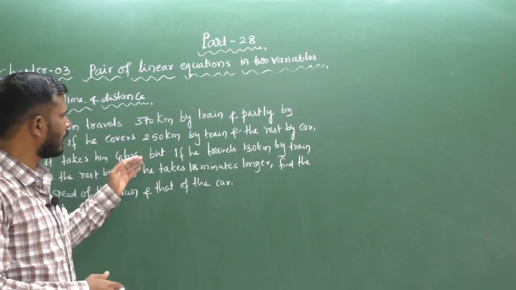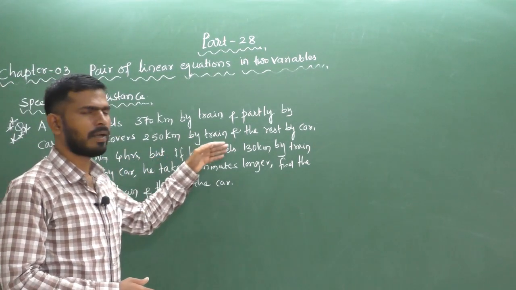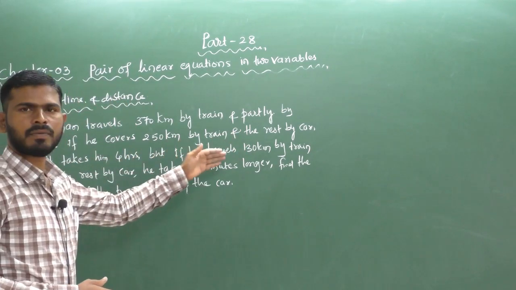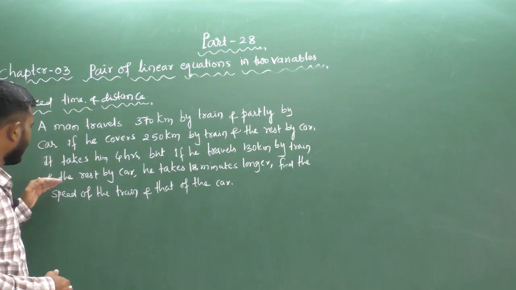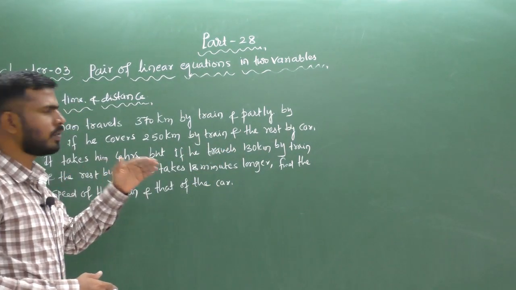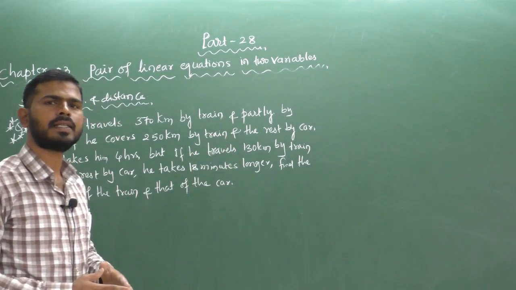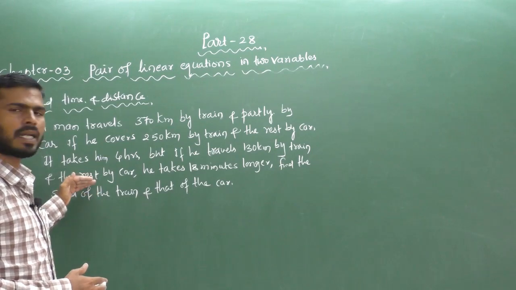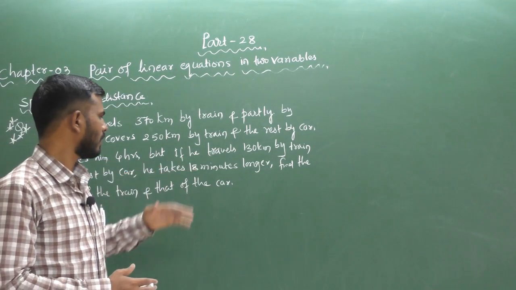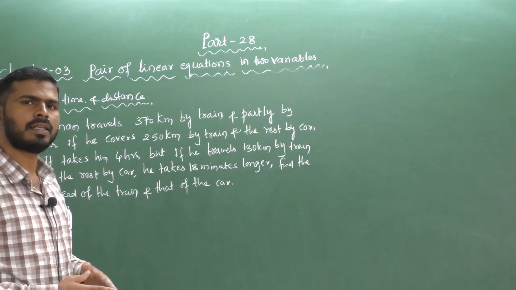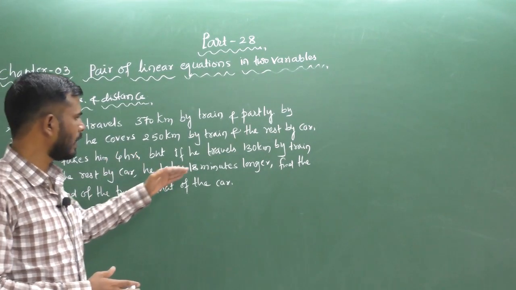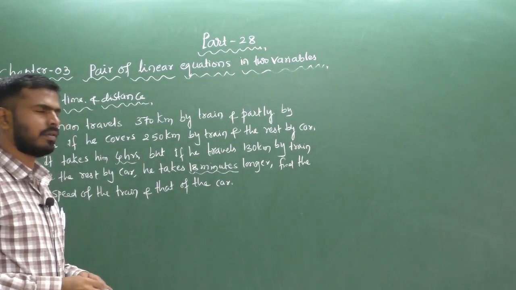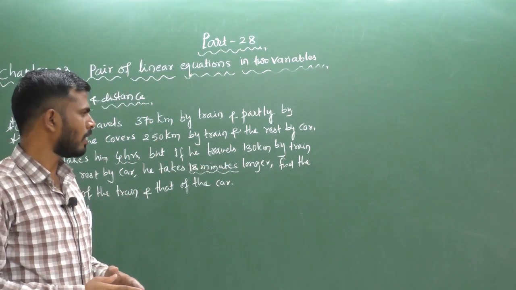This is the first condition. The next condition is given here. But if he travels 130 km by train, and the rest, how much? 240. 240 plus 130 is 370. So the remaining 240 km he travels by car, it takes 18 minutes longer than the first condition. Here 18 minutes is given; this is in minutes and the other is in hours.